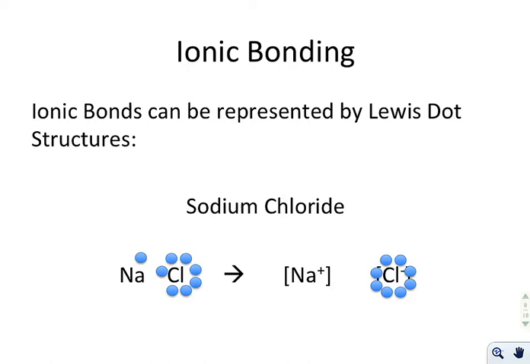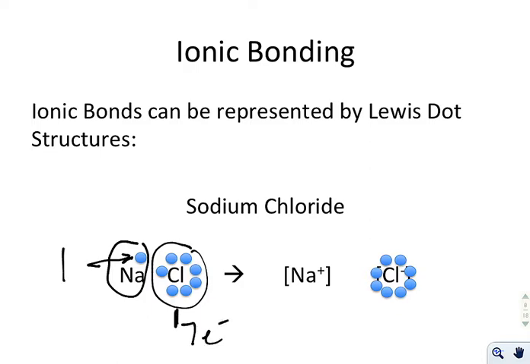So we can represent ionic bonding using a Lewis dot structure by actually showing the transfer of electrons. What you see is the Lewis dot structure for sodium. Sodium has a single electron, and we know that because it's in group 1. And chlorine has 7 valence electrons, and we know that because chlorine is in the halogens, or group 17.